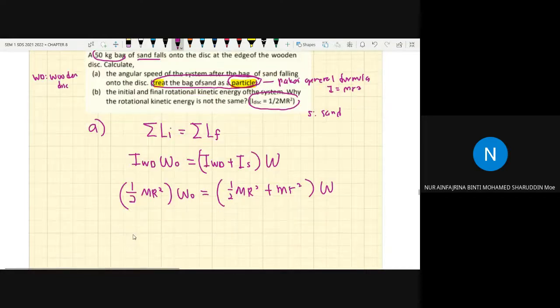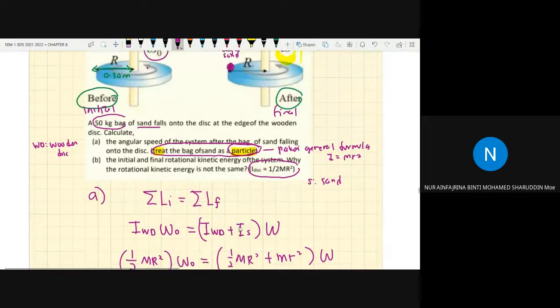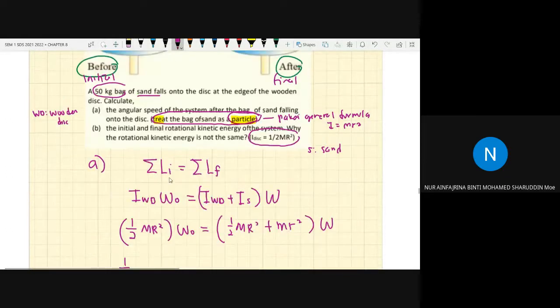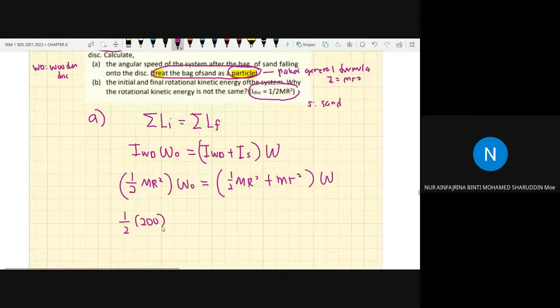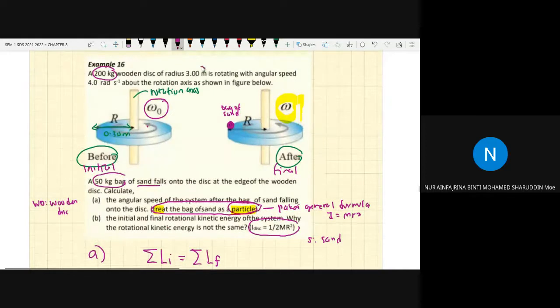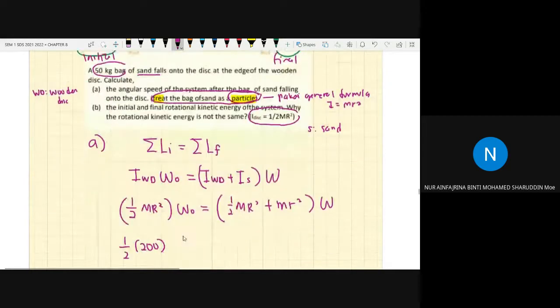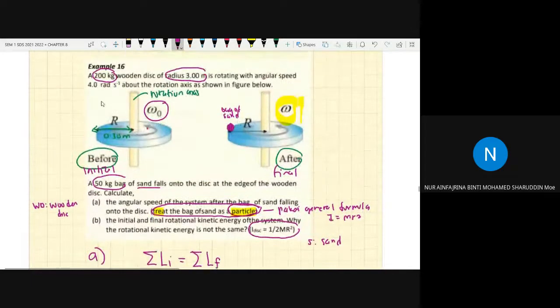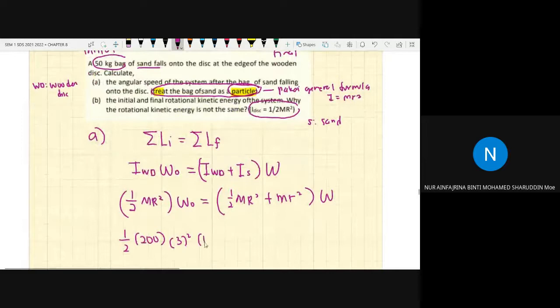So, therefore kita masukkan je lah. Okay, mass of the disc ni berapa? Dia bagi tahu tak? Dia dah bagi tahu dah 200 kg. So, masukkanlah 200. Radius dia pun dia dah bagi tahu. Radius dia adalah 3 meter. Masukkan je. 3 squared. Okay, initial angular velocity pun dia dah bagi tahu dah 4 radian per second.